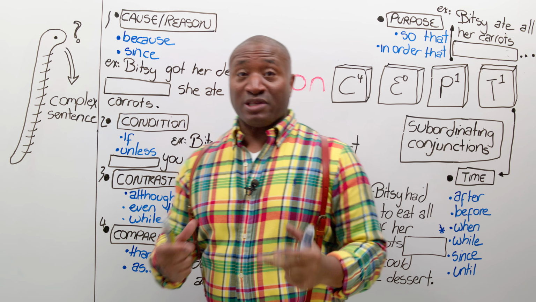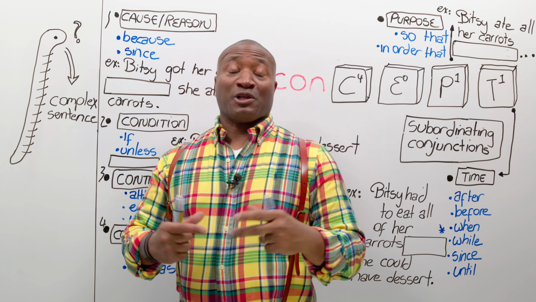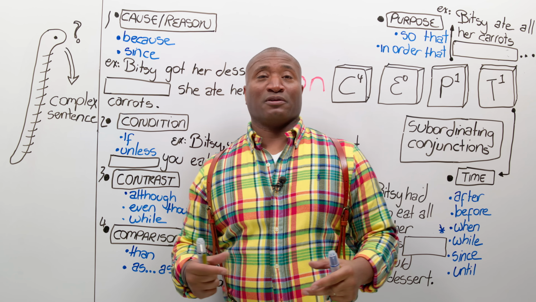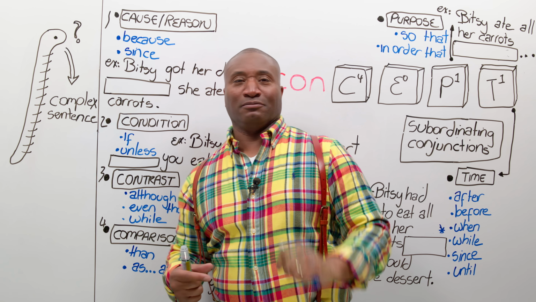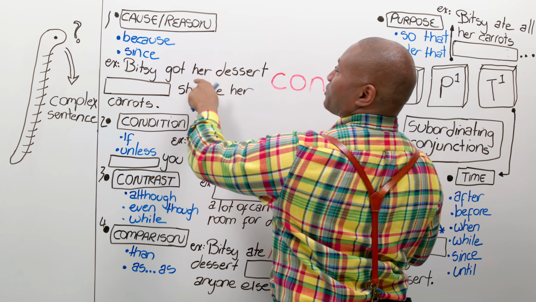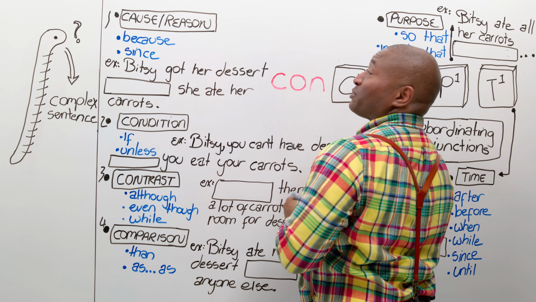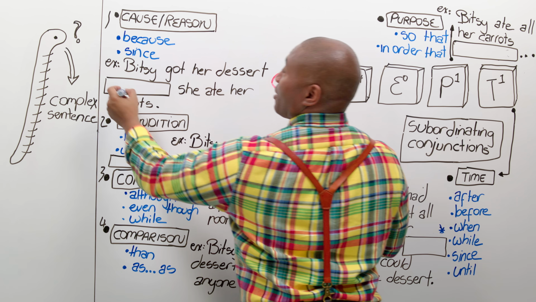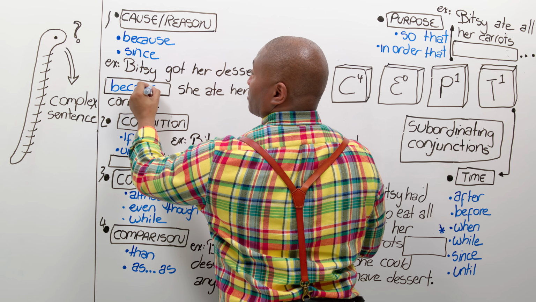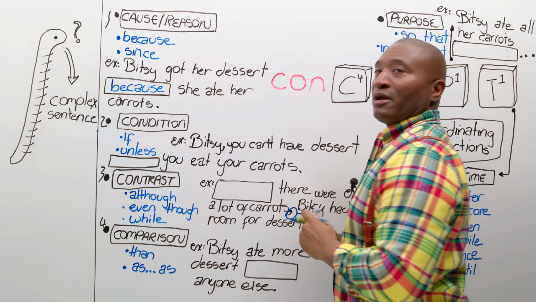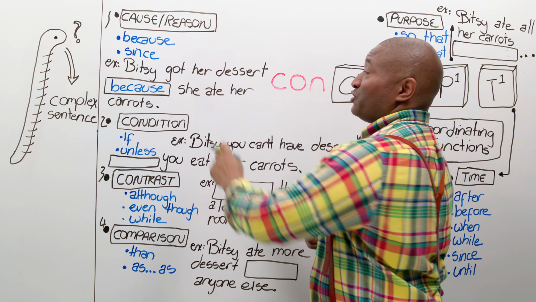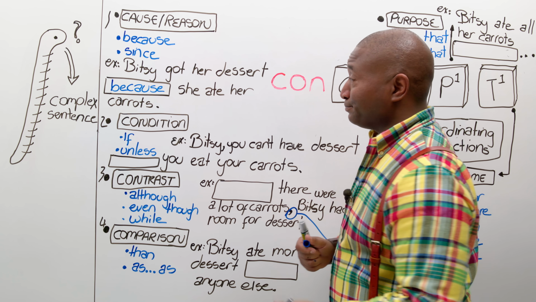And we're going to use Bitsy as the person or the little girl we're going to use to help us understand it, because Bitsy loves dessert and carrots, okay? So Bitsy got her dessert, and we're going to use this subordinating conjunction because, and this is the reason, this is why it happened, she ate her carrots. So because Bitsy ate her carrots, she got dessert, and Bitsy's very happy.